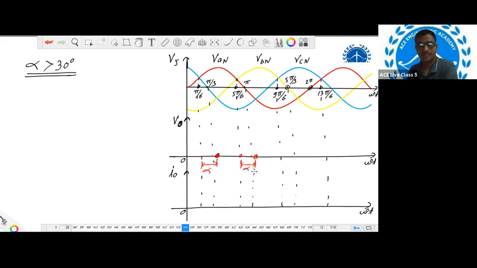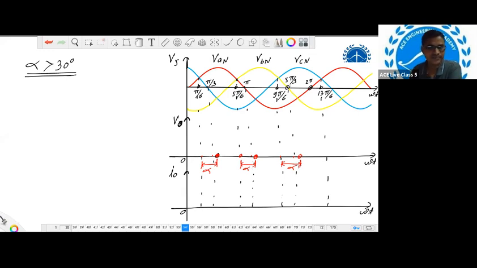Yes or no? Similarly, for the gate pulse to thyristor T3, omega t 9 pi by 6 means alpha 0 degree. In that, if I add 30 degree, then I will be getting 5 pi by 3. But alpha greater than 30 degree means I need to apply the gate pulse after 5 pi by 3. So this is the alpha for thyristor T1, T2, and here it is T3.